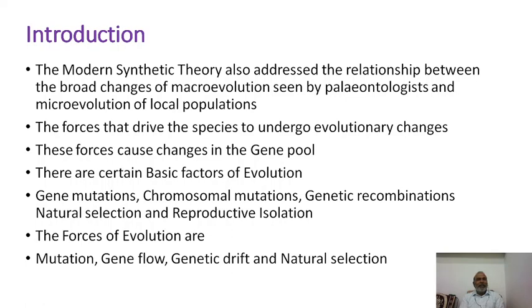Okay. There are certain basic factors of evolution. If any species wants to evolve into a new species, the individuals of the species must possess these basic factors. Their body or organization must have gene mutations, chromosomal mutations, and genetic recombination, that means during meiosis certain recombinations occur. These organisms must also be subjected to natural selection and reproductive isolation. These are the basic factors that a species must possess to undergo evolution.